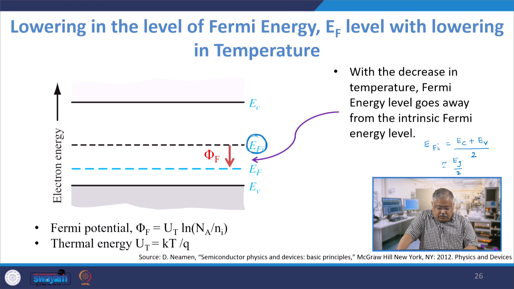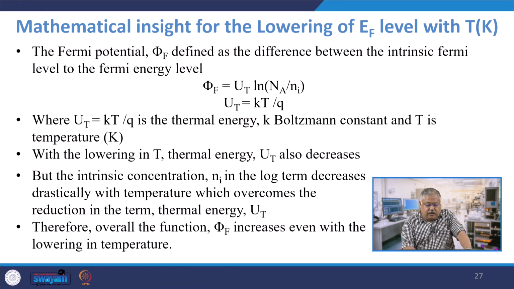So, if you look at the Fermi potential phi f, it is given as ut, which is basically kT by q, the thermal voltage, times the natural log of Na by Ni, where Na is the acceptor ion concentration and Ni is the intrinsic carrier concentration, right. That gives you the value of your Fermi potential in this case, right. And that is the reason it is written on the right hand side, that with the decrease in temperature, the Fermi level goes away from the intrinsic Fermi level, right. I will keep it very bare basic to give you an understanding of it.